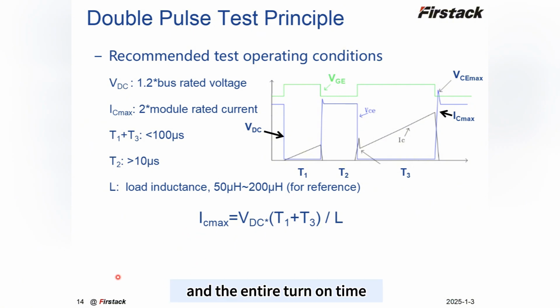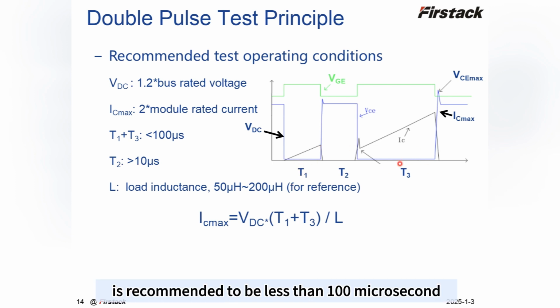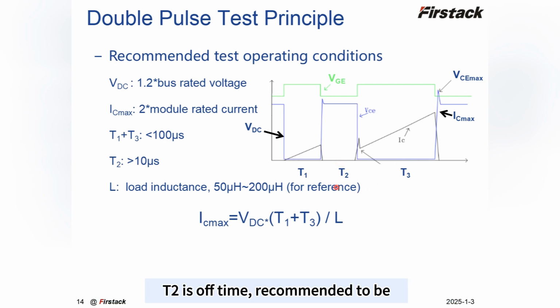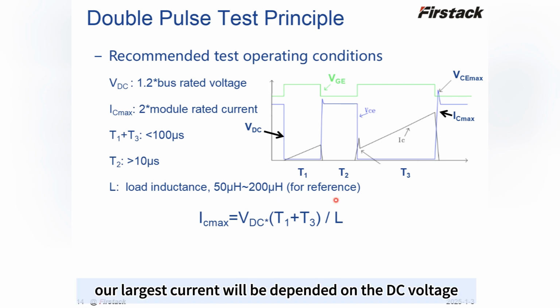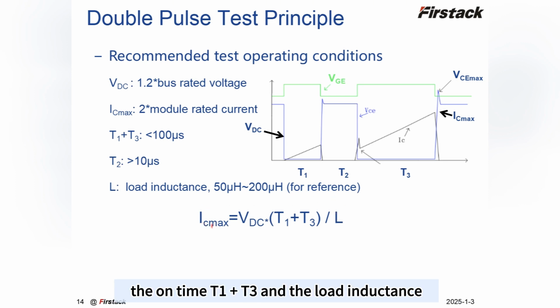The entire turn-on time, T1 plus T3, is recommended to be less than 100 microseconds. T2 is the off time, recommended to be greater than 10 microseconds because of a larger turn-on delay. When measuring IGBT, the load inductance is generally 10 to 100 microhenry. Our largest current will depend on the DC voltage, the on-time T1 plus T3, and the load inductance.